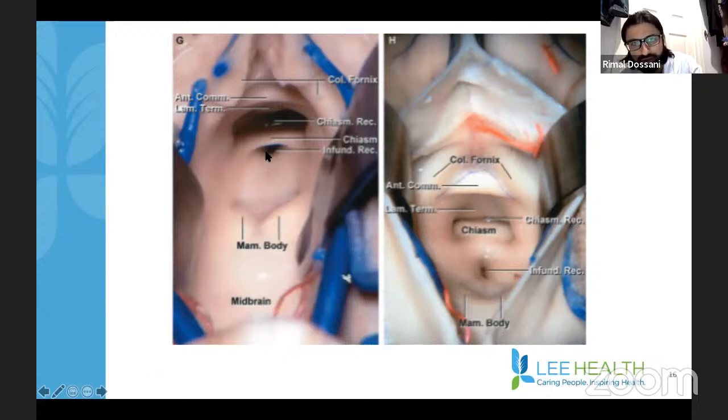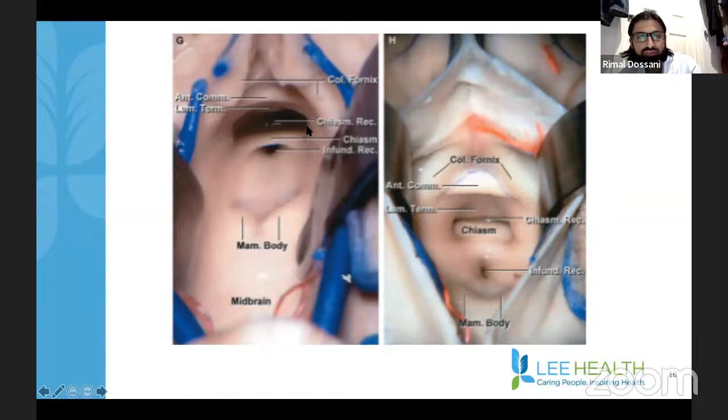And then anteriorly, you have a number of very eloquent structures. You can see the columns of the fornix, the anterior commissure. Below the anterior commissure, you can see the lamina terminalis. And the lamina terminalis we can see from a subfrontal microscopic approach as well. And it connects the optic chiasm to the anterior commissure.